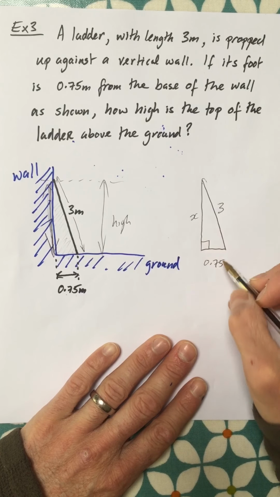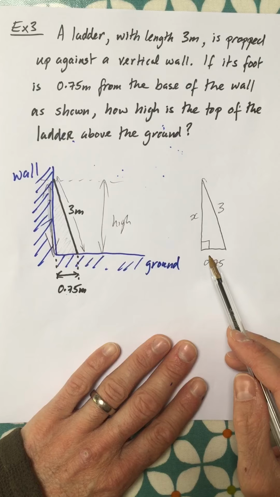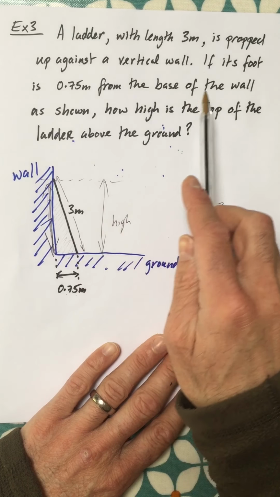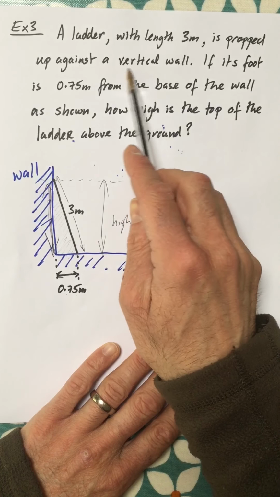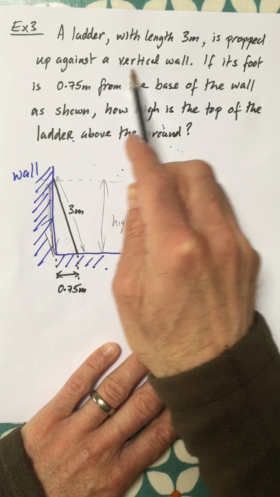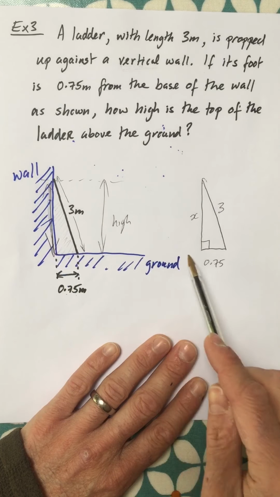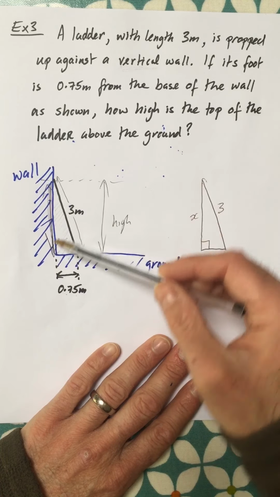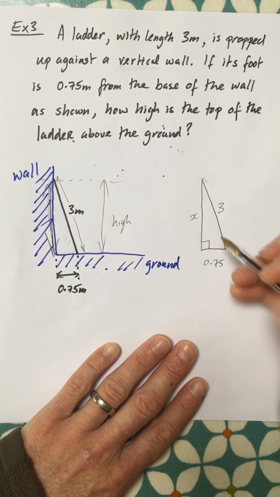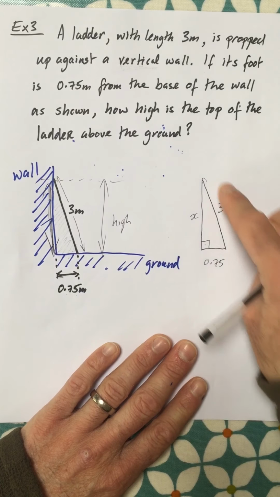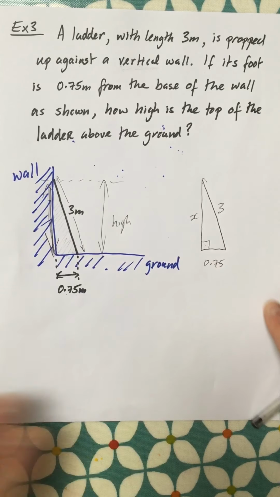This here would be 90 degrees. And my justification for that is, they told us that the wall was a vertical wall, and we're going to assume that the ground is always horizontal. So if you've got a vertical wall against horizontal ground, the angle between them will be 90 degrees. So this means I can use Pythagoras' theorem here.